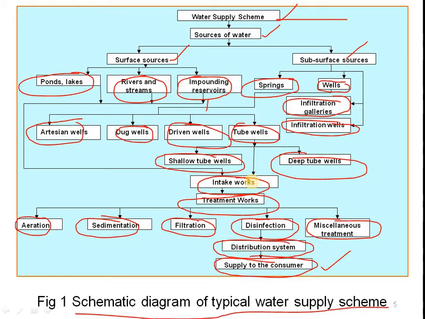Those are nothing but overhead tanks or pump houses, okay. Through pipes the water will be supplied to the consumer. The consumer is nothing but the people who are at the houses, okay. This is a schematic diagram of a typical water scheme.